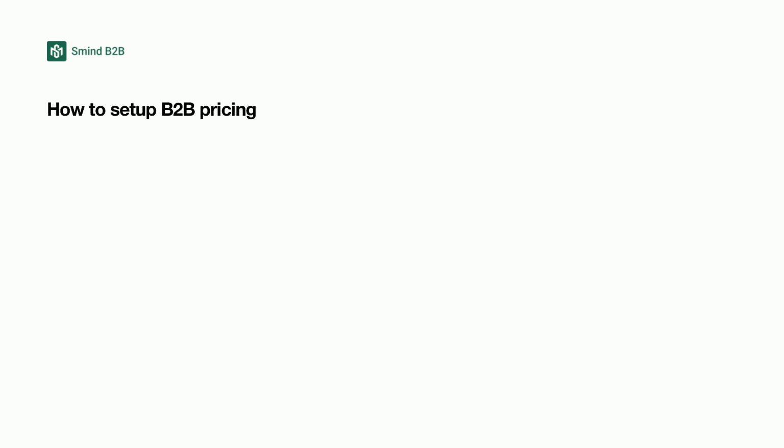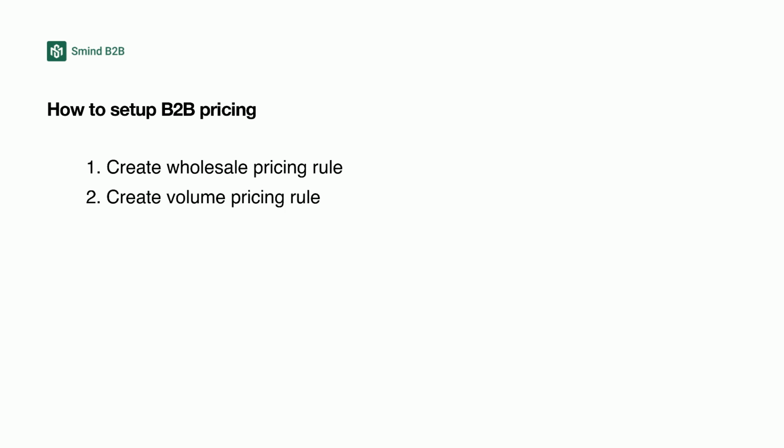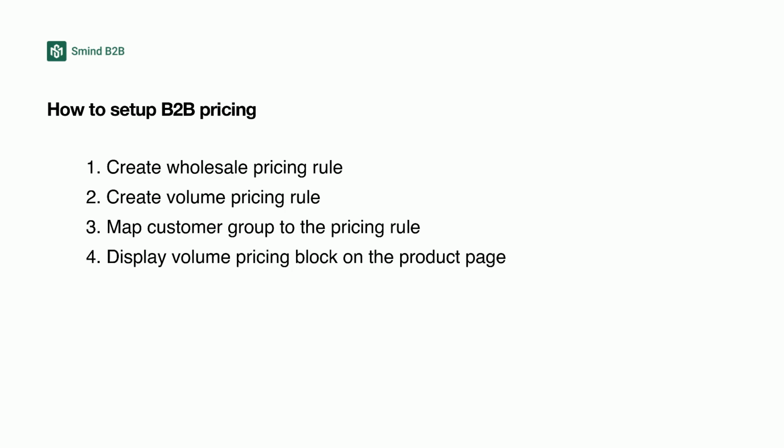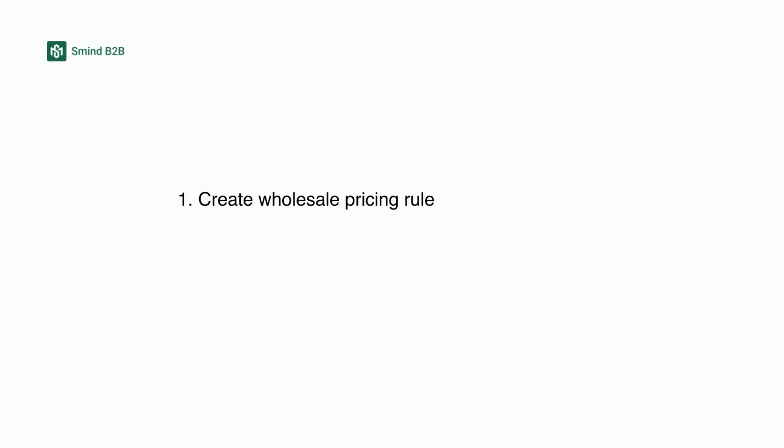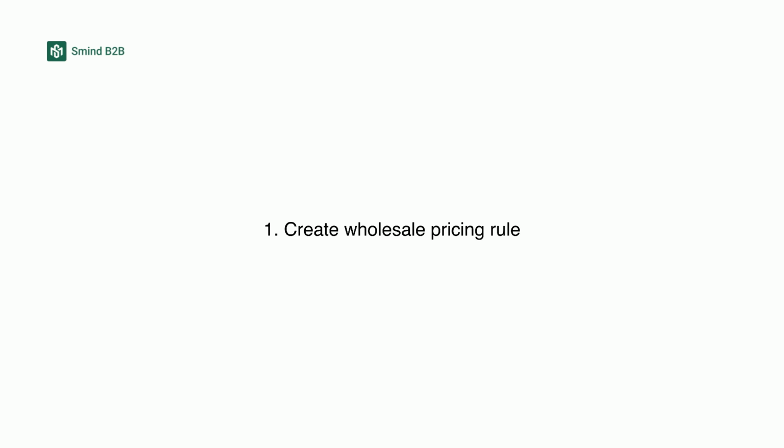Before we jump in, let's take a quick look at the big picture. Setting up B2B pricing in the app is essentially a 5-step process. First, we create a wholesale pricing rule, then a volume pricing rule. After that, we map our customer groups to those rules, display the pricing block on our product pages, and finally configure how the discounts and prices actually look on the front end. In this specific video, we are just going to focus on step number 1, creating that foundational wholesale pricing rule.